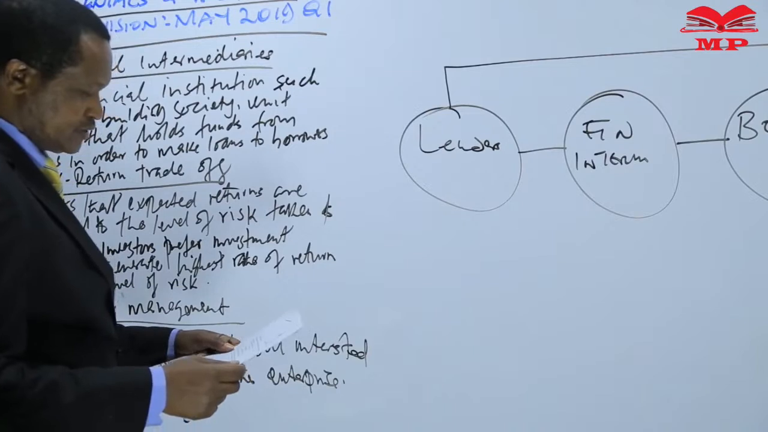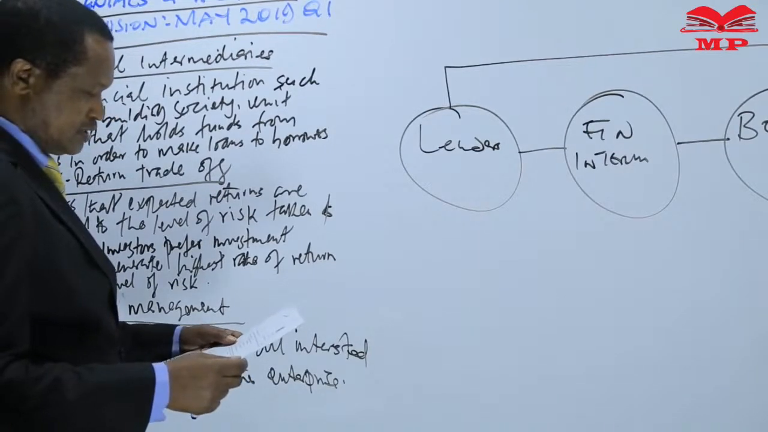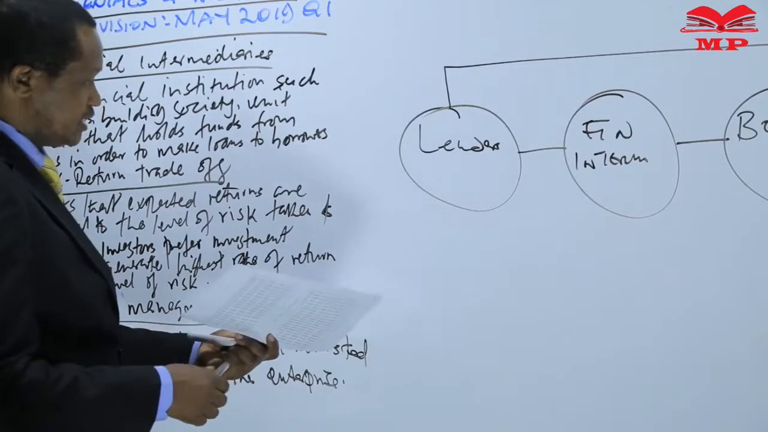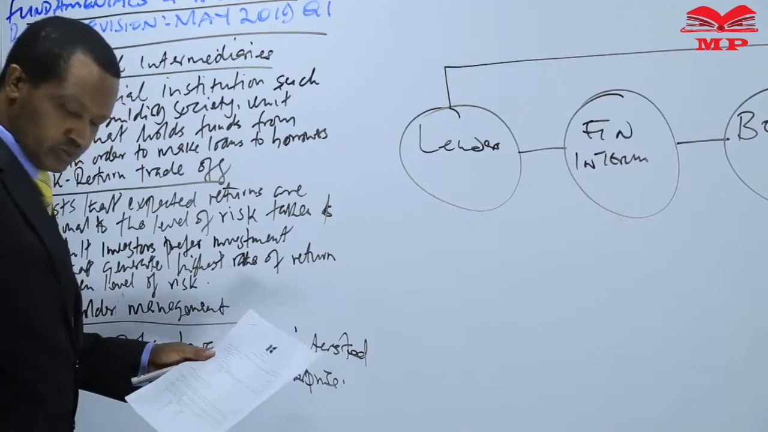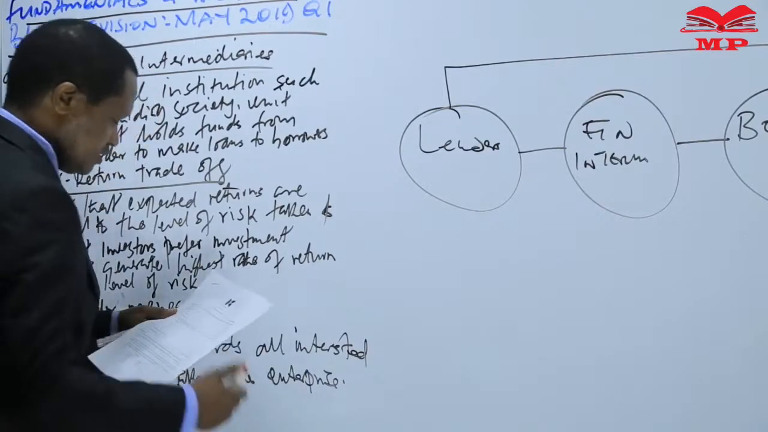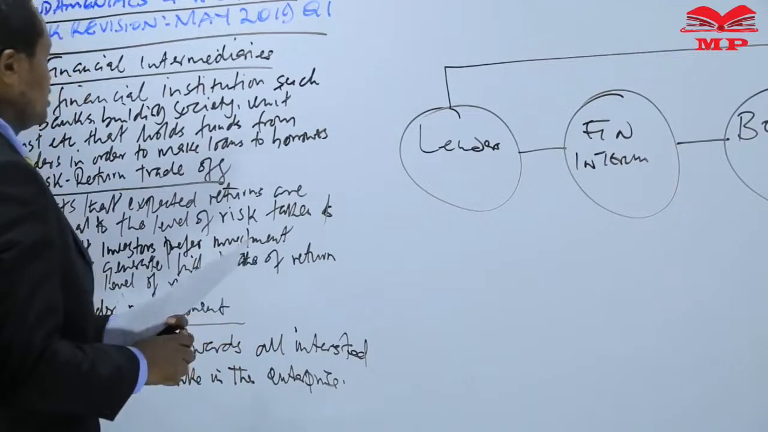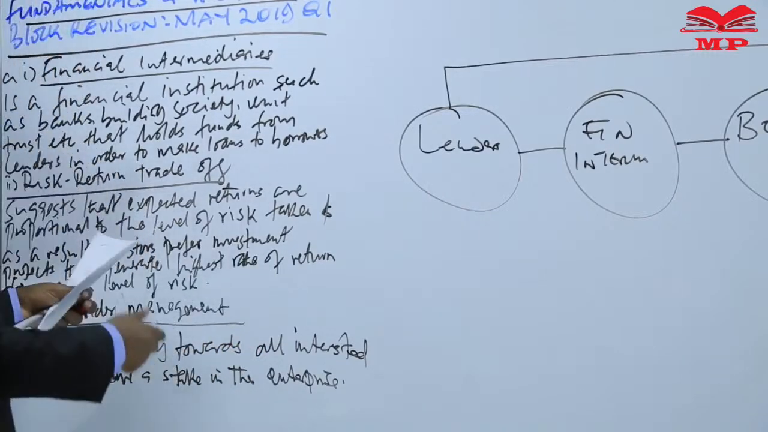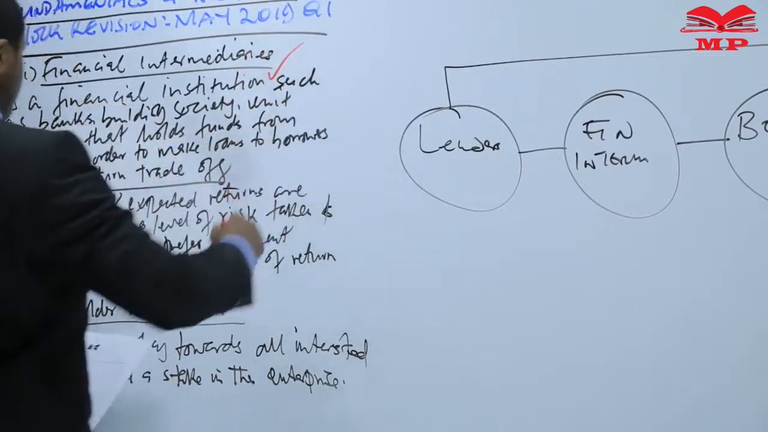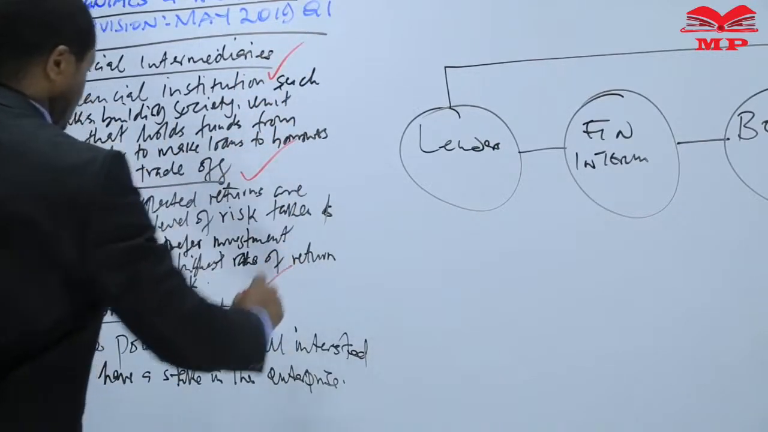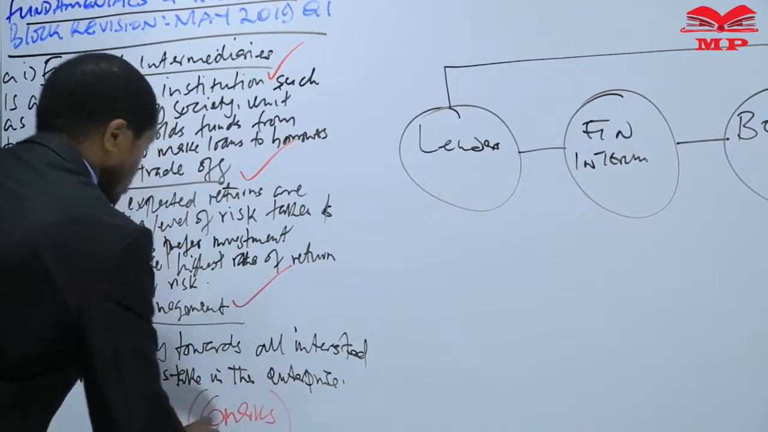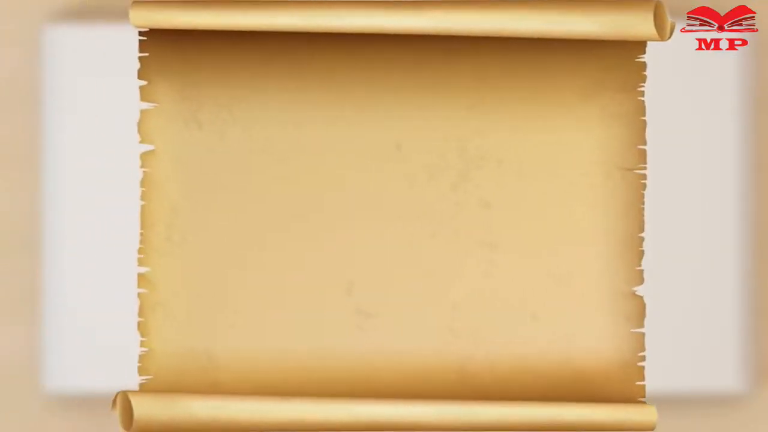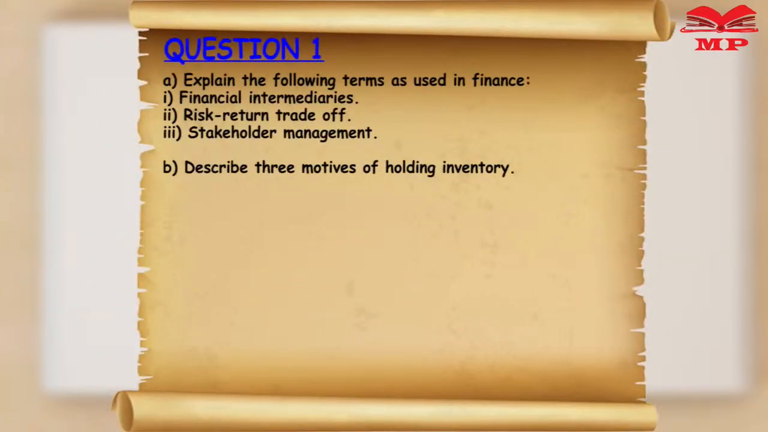Then that will mark the end of part A. Candidates were expected to explain, and each explanation would earn the candidate 2 marks, total 6 marks. Then coming to part B, describe 3 motives of holding inventory, 6 marks.